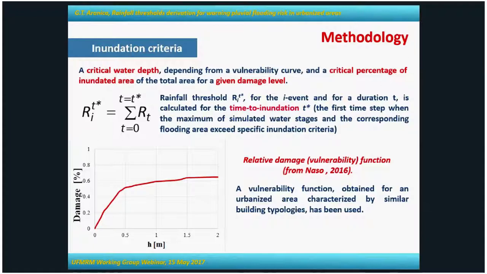At the bottom, you see the vulnerability function we use for this application, which was derived for another study in another urban area, which is not the one I show you now, but a very similar urban area in another part of Sicily, which is characterized by a very similar building typology. So you can see essentially this curve gives you the percentage of damage given the water depth.